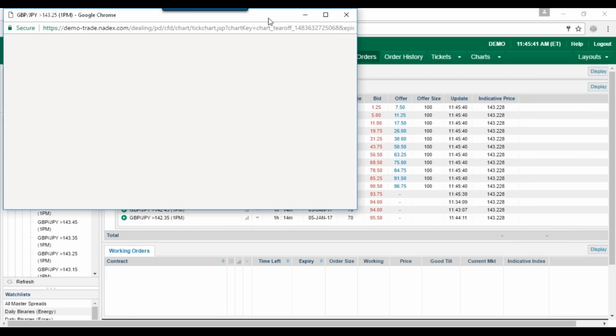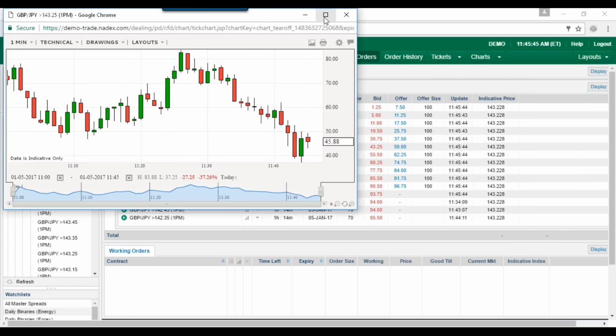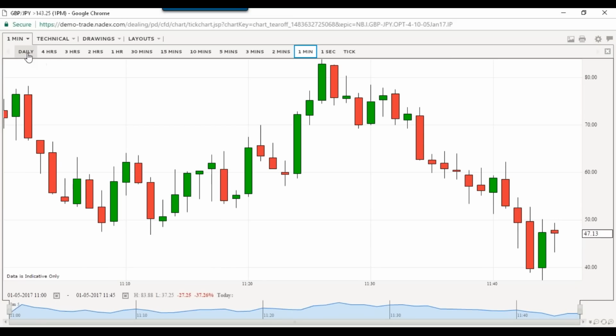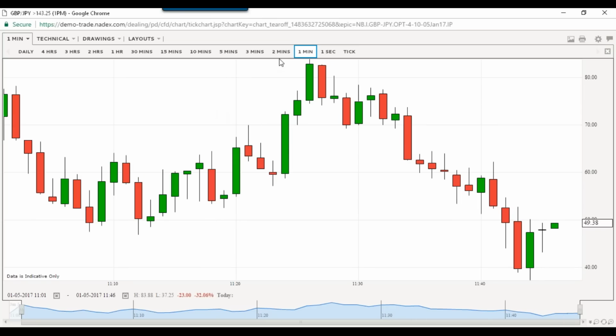You can open up a chart, you can change the sizing of the chart, you can go right here, you've got 1 minute, you can click this, and look, you've got daily charts, 4 hours, 3 hours, 2 hours, 1 hour, 30 minutes, all the way down to ticks and 1 minute, 1 second. You've got all kinds of options right there, okay, right on the Nadex platform.